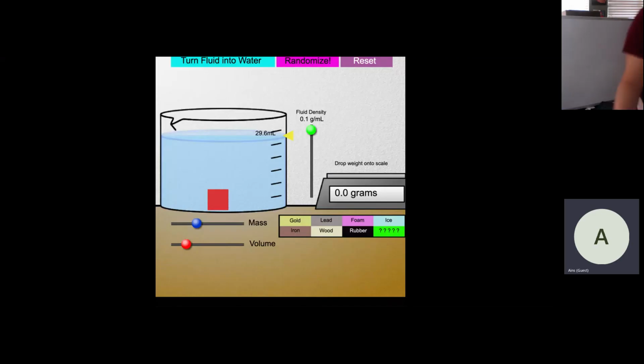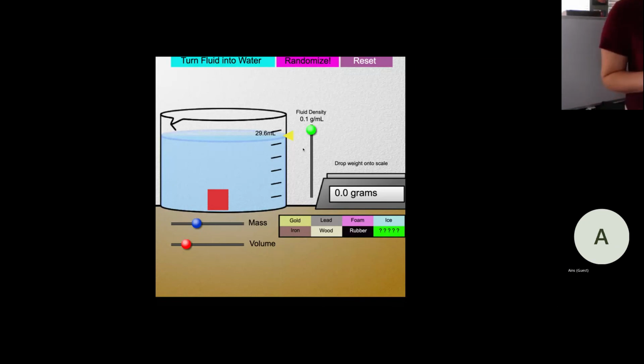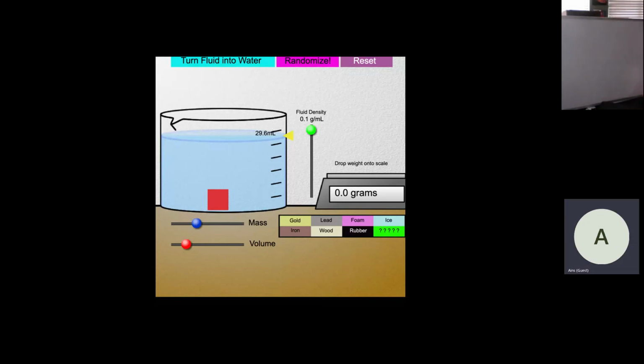Okay, now the last part we've got to talk about today is density. So what is density? If we look at density measurements, it would be like grams per milliliter. That's the most common one that we see.